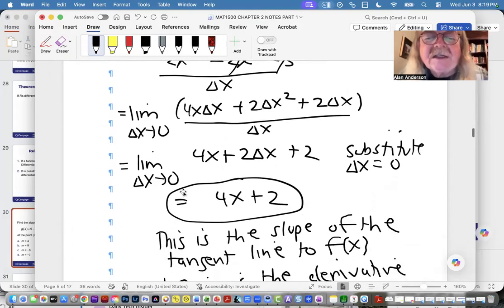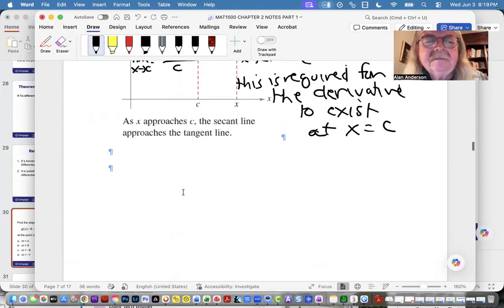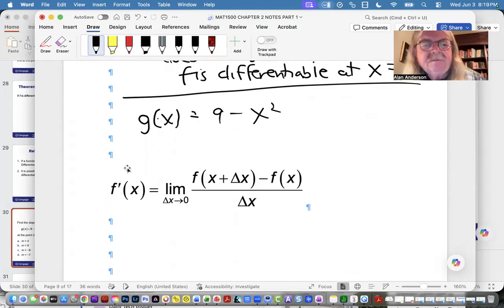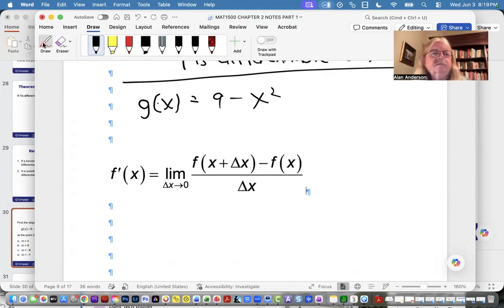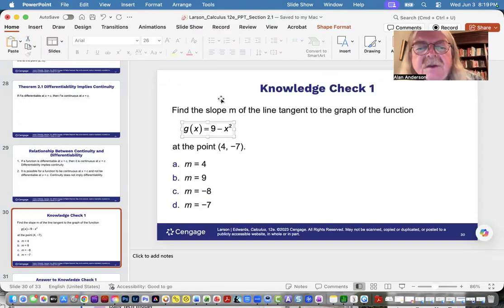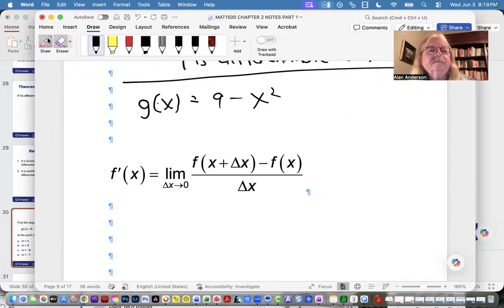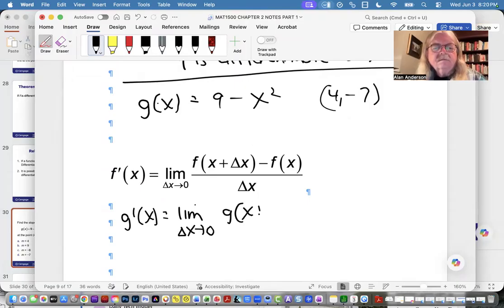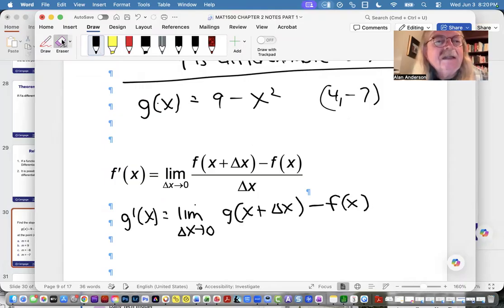Yeah, all right. I'm just double checking to make sure everything looks normal. All right, here we go. Now they're also specifically asking us for the point 4 comma negative 7. Oops, see, it's so automatic that I use f. I have to be careful here.